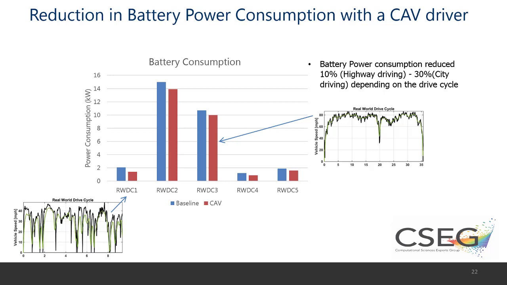And RWDC2 and 3 are highway drive cycles. And that means that if you look at the graph on the right side, the black line is the human driver driving profile, and the green line is the autonomous driving profile, with limiting accelerations and smoothing out the velocity profile. Still, you can see that it actually follows the drive cycle pretty closely, and therefore the reduction in battery power consumption is lower for highway, as opposed to for city on the bottom left, where smoothing out and limiting the accelerations is much higher.